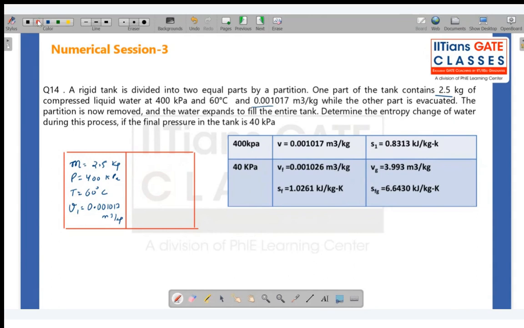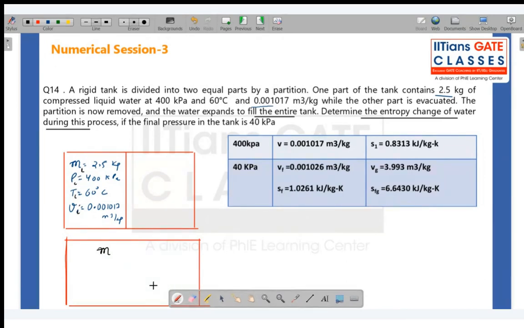Once you have removed the partition, what will happen? This water will expand to fill the entire tank. Determine the entropy change of the water during this process. Now you tell me, what is the final mass? If this is initial, what is the final mass? Yes, it is the same. Mass is not changing. The same water has expanded.